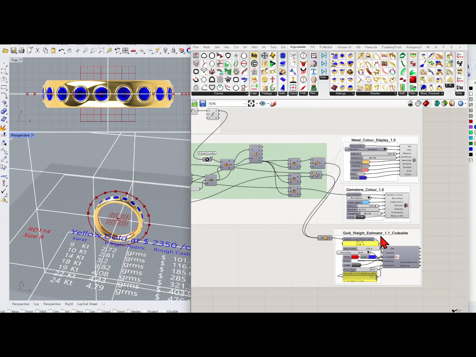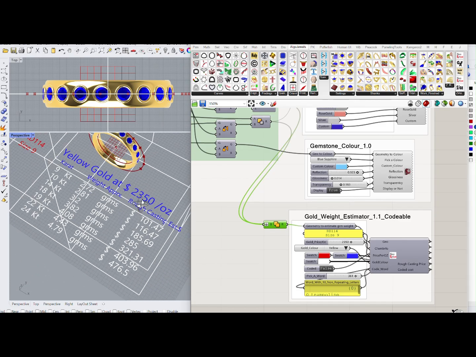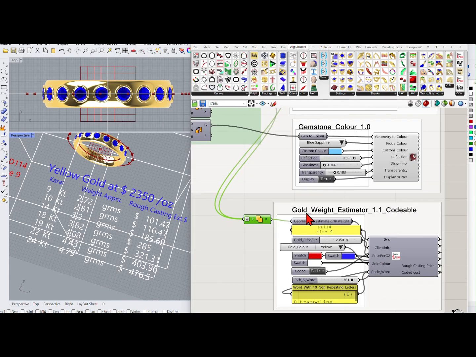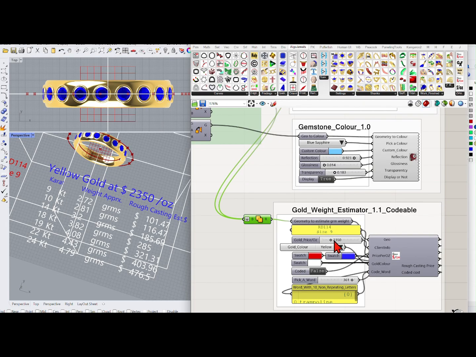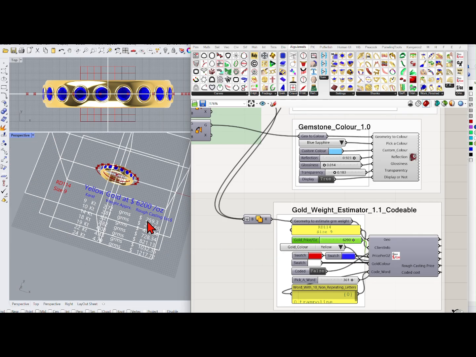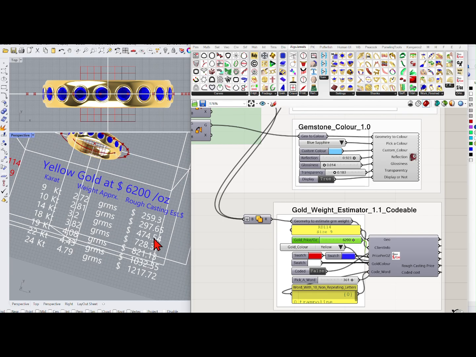Now the final thing is we have the final ring here, and it's going to the gold weight estimator. In this particular case right now, at today's rate, gold is over $6,000. It's roughly 6,200 Canadian dollars in December 2025, and that gives a pretty close estimation of what it costs for this ring.